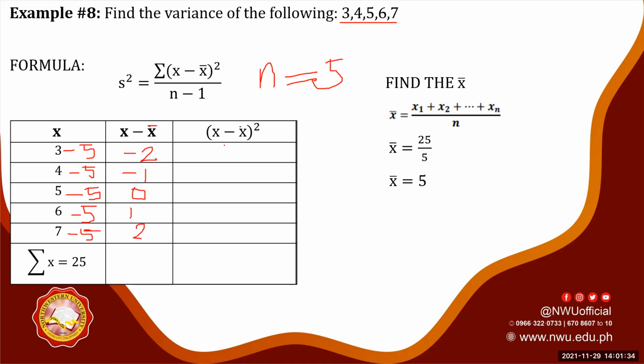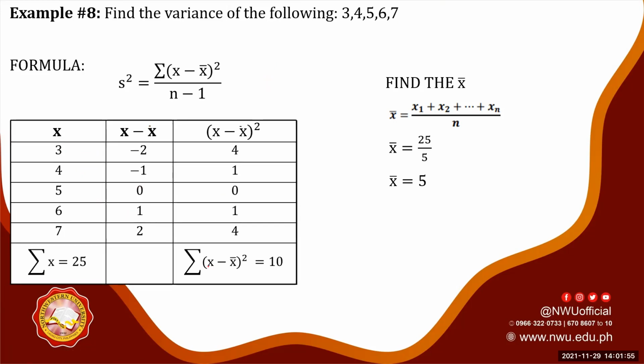But you need to square them. So negative 2 times negative 2, that's 4. Negative 1 squared, that's 1. 0 squared, still 0. 1 squared, 1. 2 squared, 4. And you need to add them. That's why you will be getting 10. So yung 10 mo, yan na to.